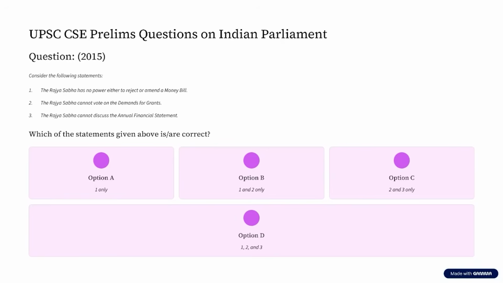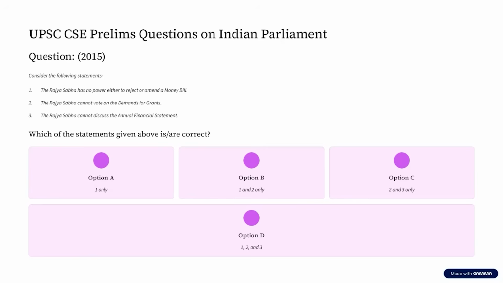Now, with respect to the budget also, Rajya Sabha can only discuss the budget, but cannot vote on the demand for grants in the process of the budget. And the most important thing is, let us assume tomorrow the government is losing the confidence of the members of parliament, which means the no confidence motion can be initiated or passed only in Lok Sabha, and Rajya Sabha does not have any power with respect to this.